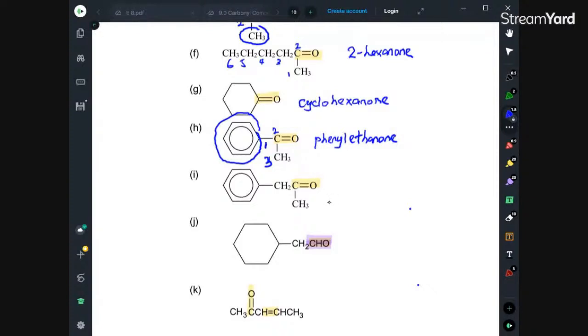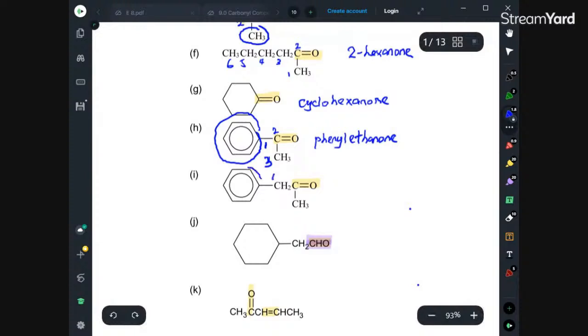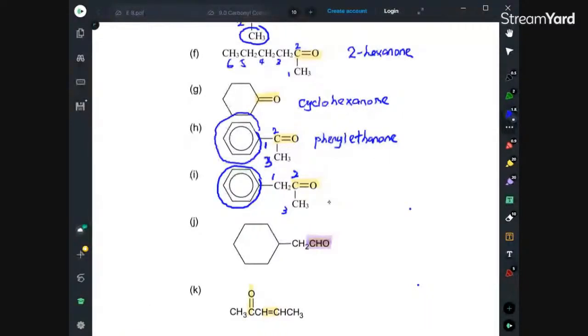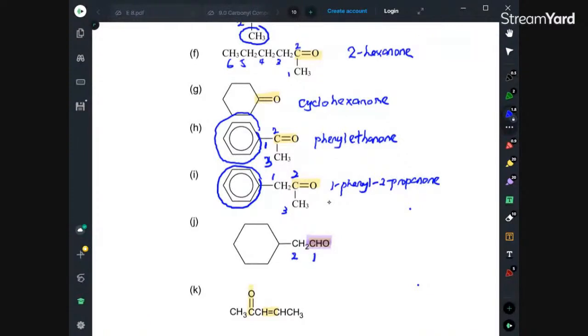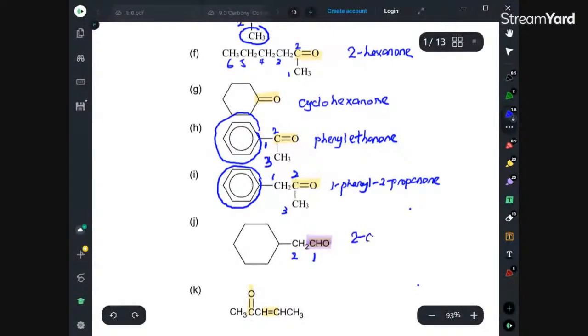Okay, this one, 1, because this one is a substituent. Okay, 2, 3. This is propanone at position number 2. So 1-phenyl and then 2-propanone. And then there must be number 1. This is 2-cyclohexyl. When cyclohexane becomes a substituent, it becomes cyclohexyl. So 2-cyclohexyl, and there are 2 carbons, ethanone.